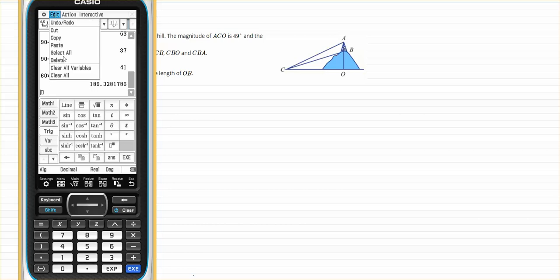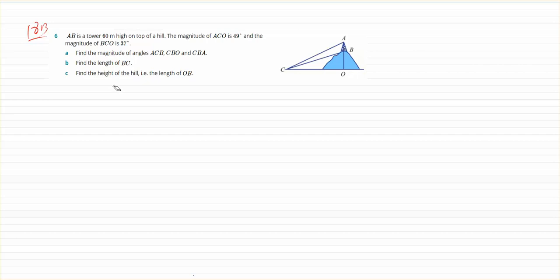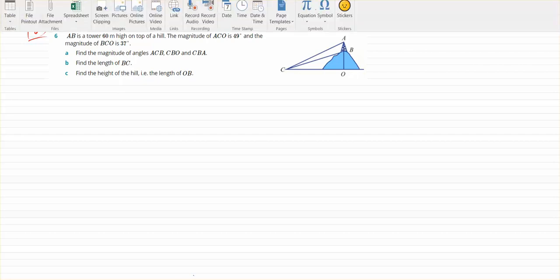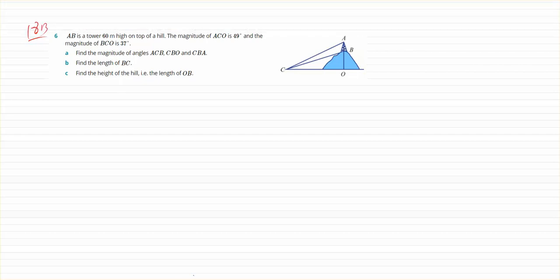Okay, we're going to look at exercise 18B, question 6. So we've got a sine rule question, essentially. We're given that AB is a tower 60 meters high, and it's on top of the hill. We don't know what the height of the hill is.